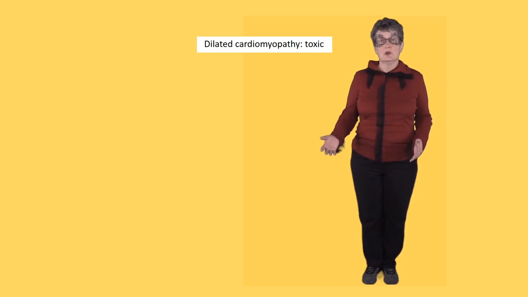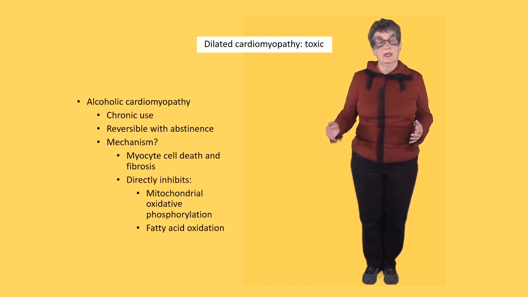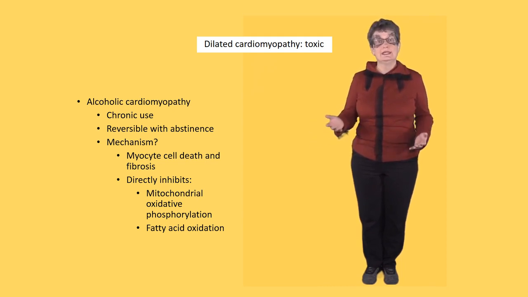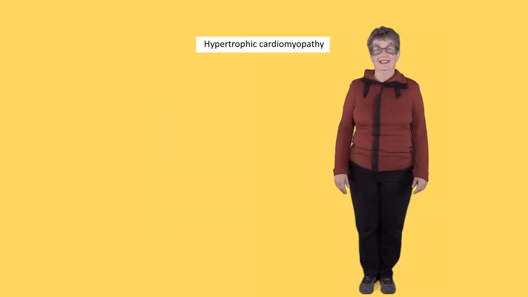Alcohol is one of the most frequent causes of toxic cardiomyopathy. The other cause is treatment due to chemotherapy. To get chronic cardiomyopathy from alcohol, chronic use is needed. It is, however, reversible with abstinence. Alcohol can directly inhibit mitochondrial oxidative phosphorylation and fatty acid oxidation, poisoning the cells directly and causing cell death. After cell death, fibrosis can occur.